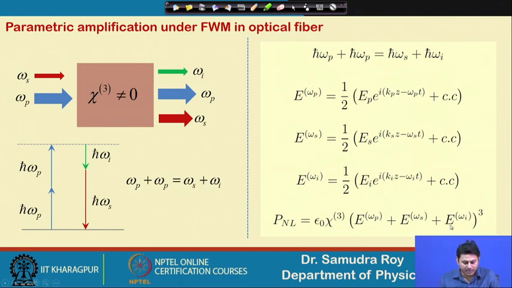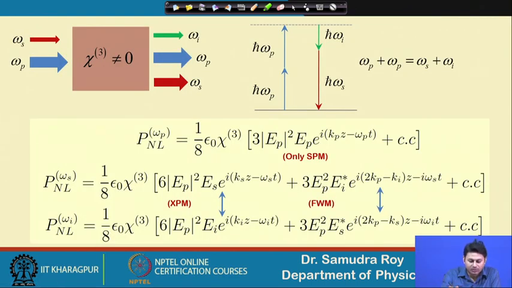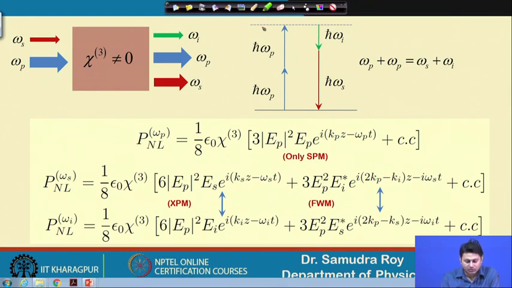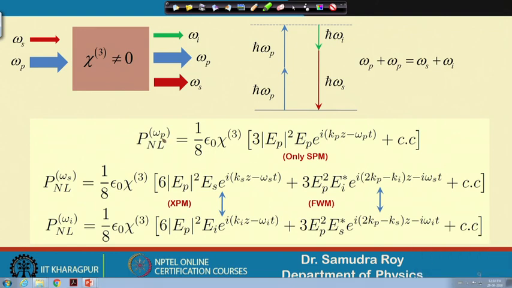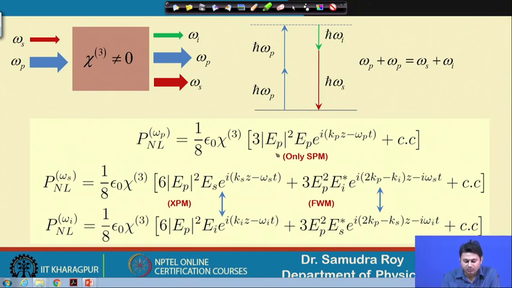In optical fiber, what happened? I need to find out my P nonlinear. This is important, and we should be careful enough to find out how these P nonlinear terms are there. So, P nonlinear at omega p, that means how the electric field of E p will experience the thing. If I just write this way, it is 3 E p square E p e to the power i (k p z minus omega t).